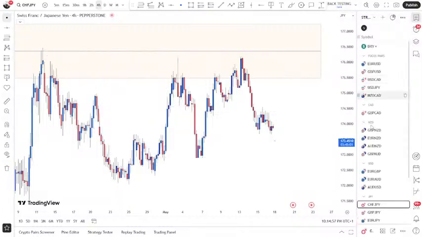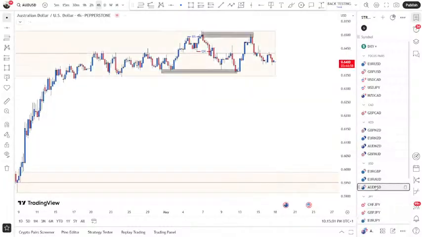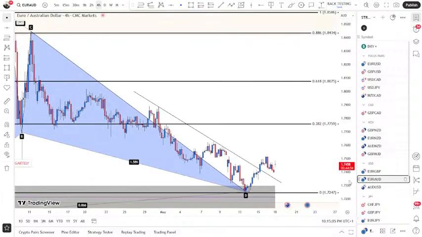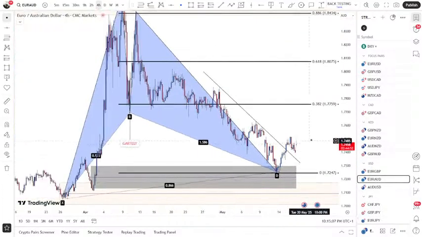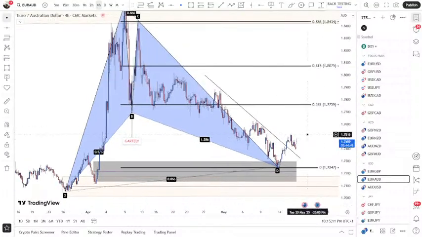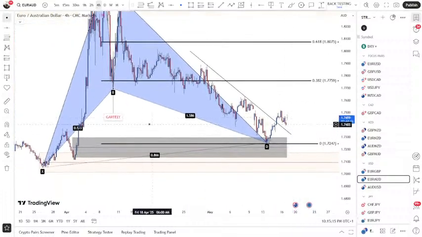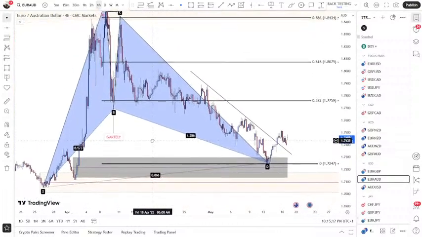Okay, so AUD CHF, AUD USD, no setup at the moment. Euro AUD, we actually have this bullish Gartley pattern, and price is reacting, and let's see what happens. For now, there is no entry, but this setup was shared last week. People that took the trade made some profit.